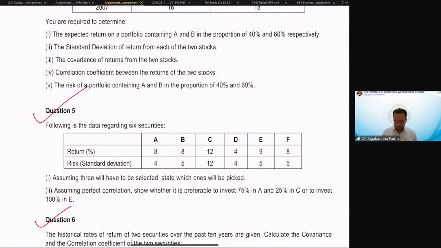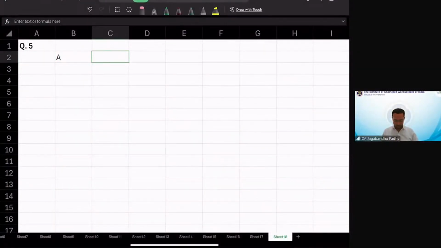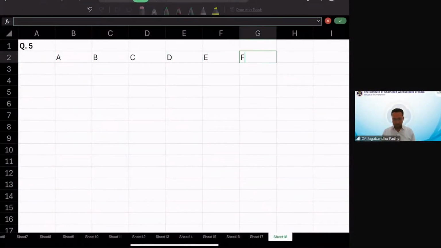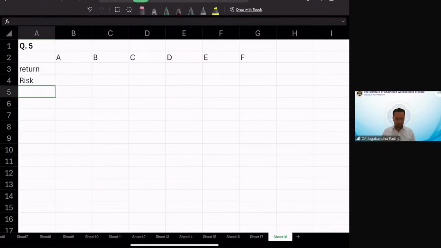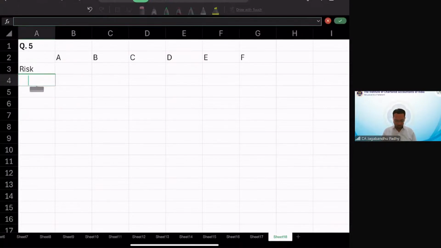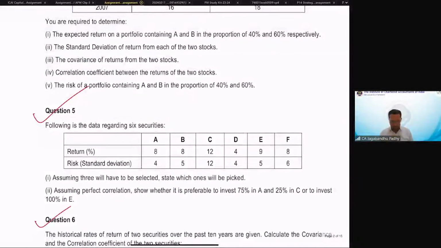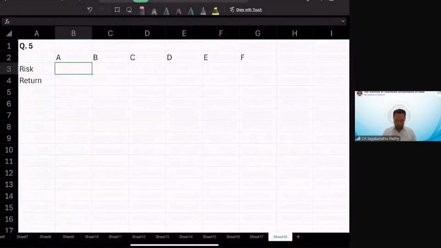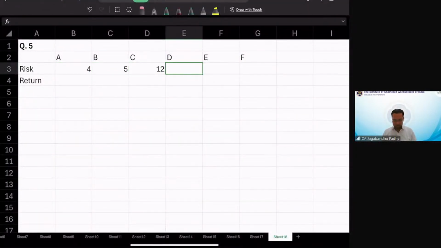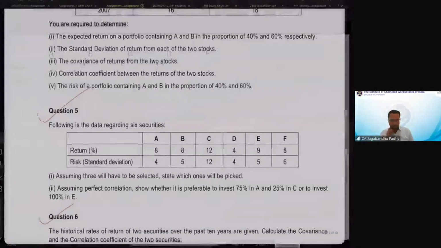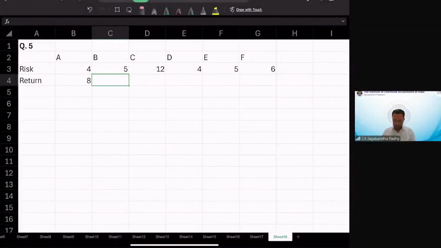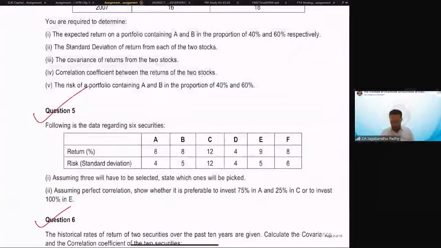So we have securities, let me write it down: A, B, C, D, E, F, right? And there we have the risk and the return. I'll write the risk and then the return. So risk is 4, 5, 12, 4, 5, 6. And return will be 8, 8, 12, 4, 9, 8.